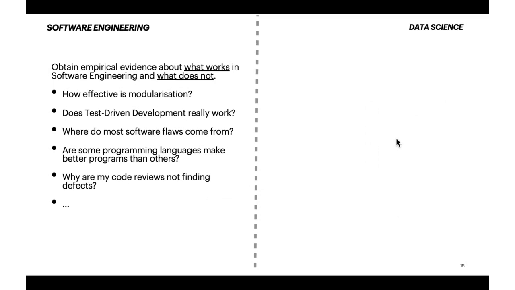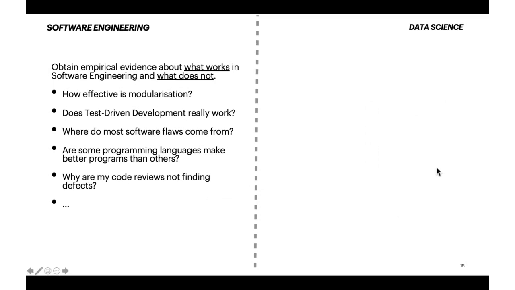Is it the case that some programming languages essentially make better programs than others? You have probably seen those infinite flame wars online, with people supporting language A as opposed to people supporting language B. Where do most software flaws come from? Why are my code reviews not finding any defects? All those questions are typical software engineering questions. And the goal of empirical software engineering, which is essentially what we are going to do, is to obtain empirical evidence about what works in software engineering and what does not.